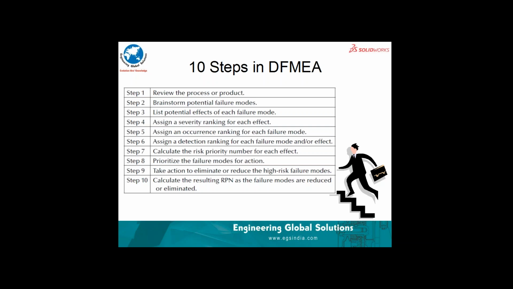Followed by calculating the risk priority number for each effect, prioritizing the failure modes for action, taking action to eliminate or reduce the high risk failure modes, and then calculating the resulting RPN, or the risk priority number, as the failure modes are reduced or eliminated.